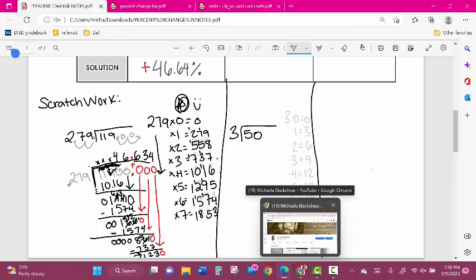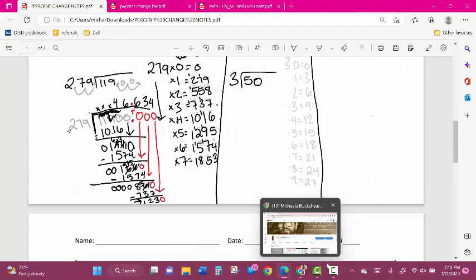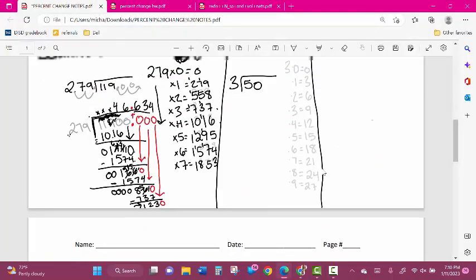Okay. I don't want that tab open. Oh, geez. There we go. Okay.